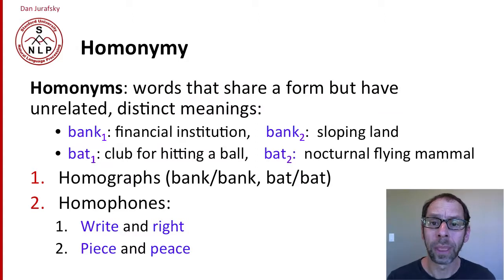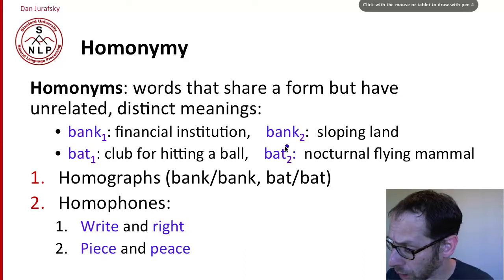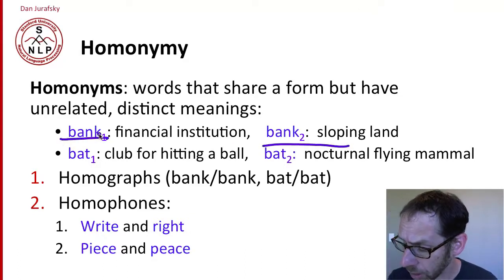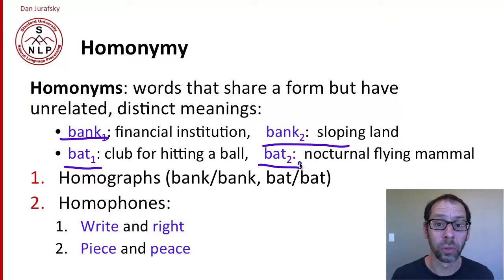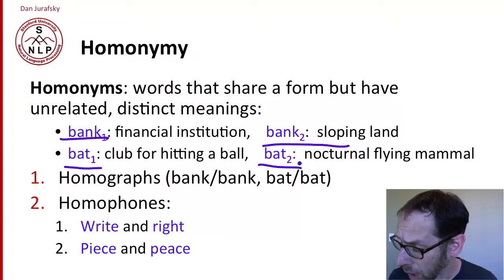The word homonymy means the situation in which words share a form but have distinct unrelated meanings. We call the two words homonyms. So bank one, financial institution, and bank two, sloping land, are homonyms. Similarly, bat one, club for hitting a ball, and bat two, a nocturnal flying mammal, are homonyms.